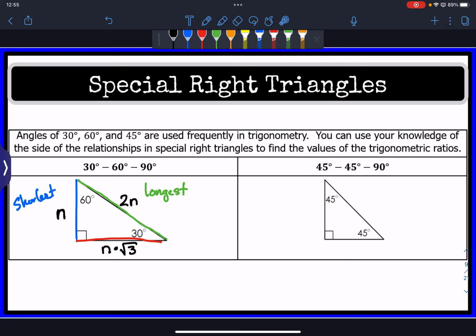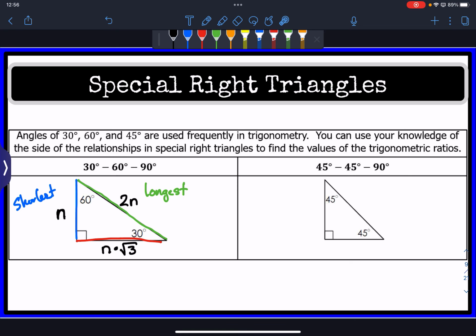So let's say that the triangle is a 30, 60, 90, and let's say that the shortest leg is 4. If this leg is 4, that means that this side will be 4 times the square root of 3. And this would be 2 times 4, which is 8. This length right here would be 8.